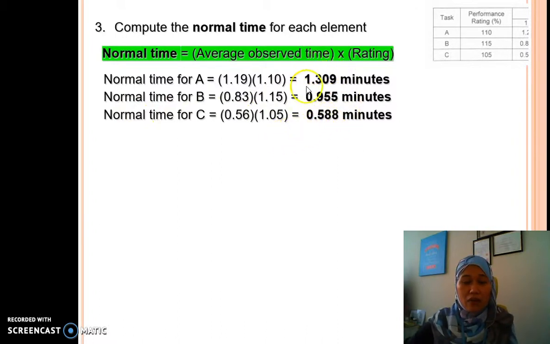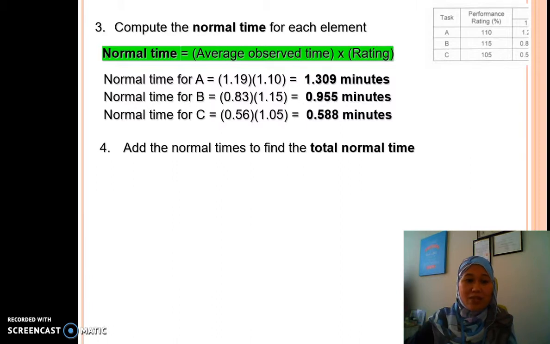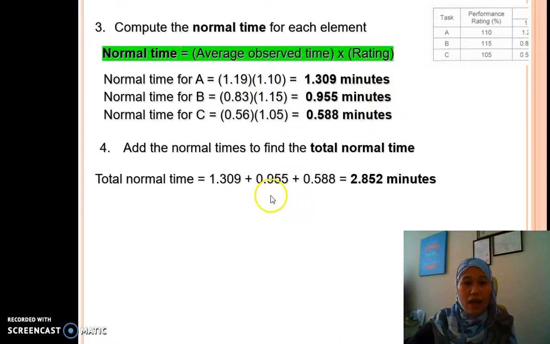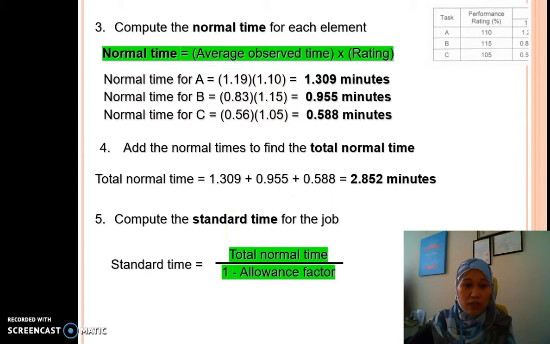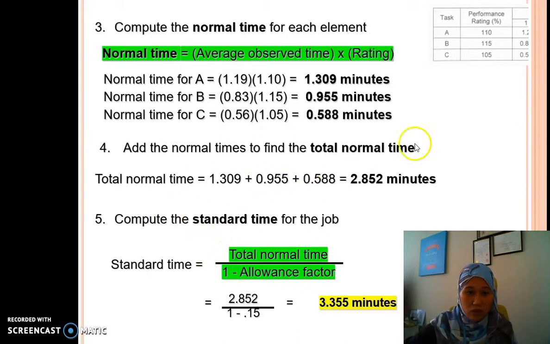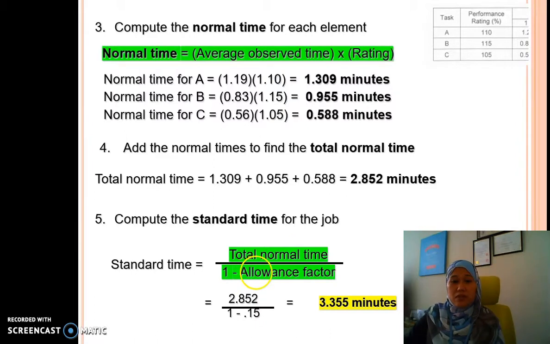And then after we have all the normal times for all the tasks, we need to find the standard time. But before we proceed with the time, we need to sum or total up all the task times. Okay, and then we have 2.852, and then after that we can compute the standard time for the job with all the tasks included, with the formula of total normal time divided by 1 minus allowance factor, in which from the question they gave us 15%, so total standard time is 3.355.